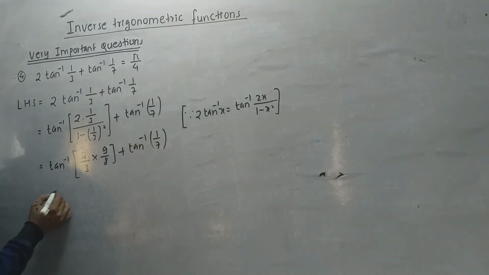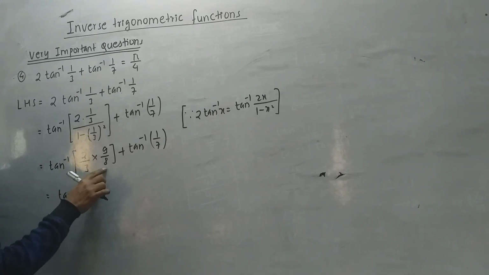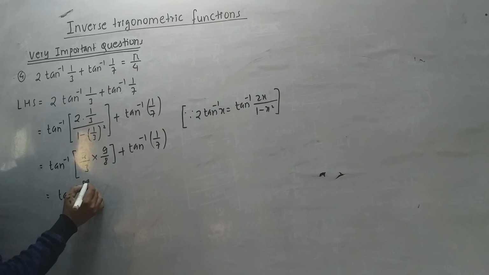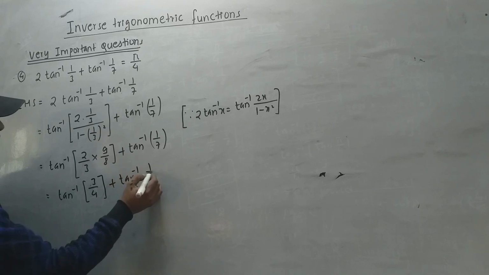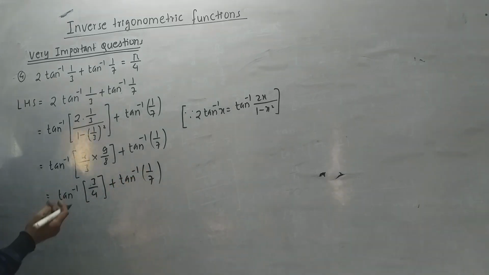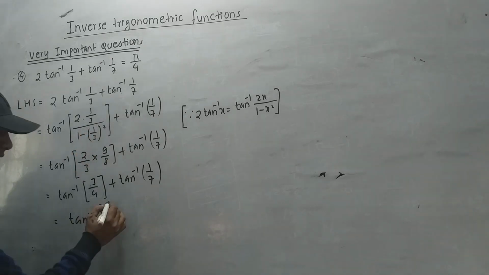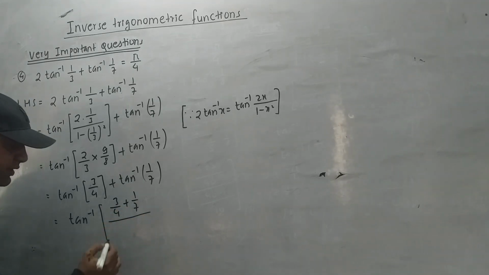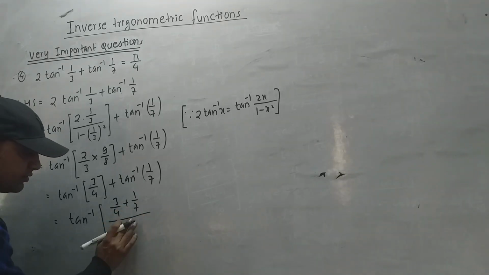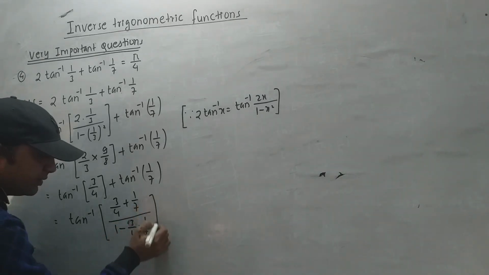So after that do some cancellation steps here. So 2 4s are, 3 3s are, and you are left with tan inverse 3 by 4 plus tan inverse 1 by 7. Now this is of the format tan inverse x plus tan inverse y. So you can write here tan inverse of x plus y, here it is 3 by 4 plus 1 by 7, whole divided by 1 minus xy, means 1 minus 3 by 4 times 1 by 7.